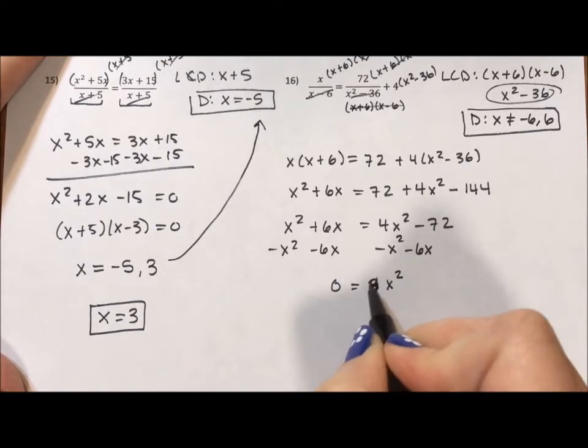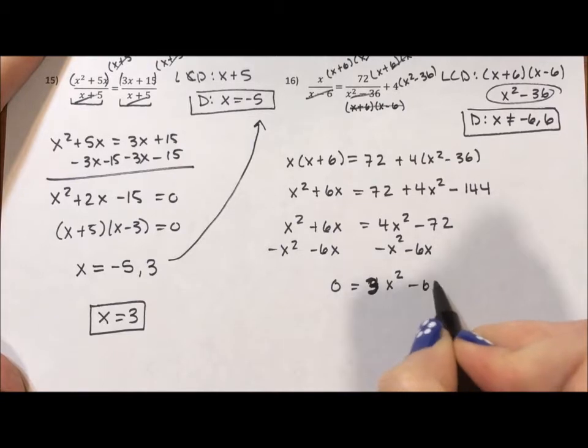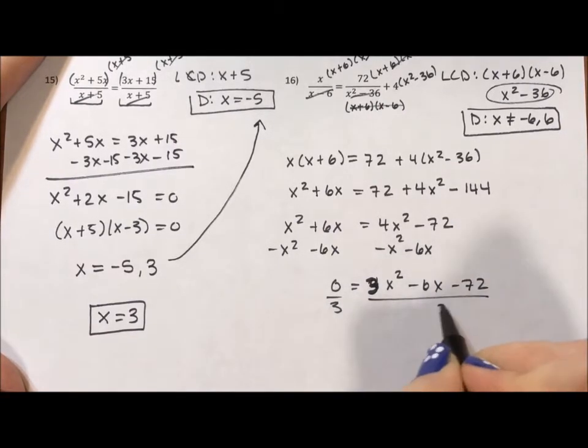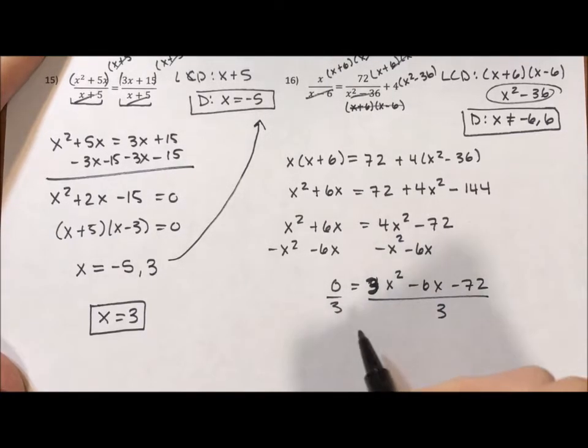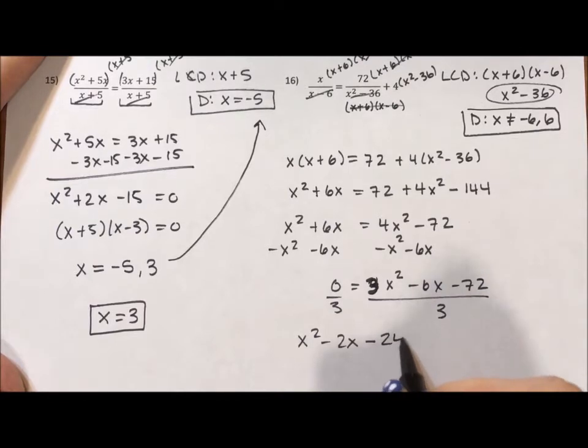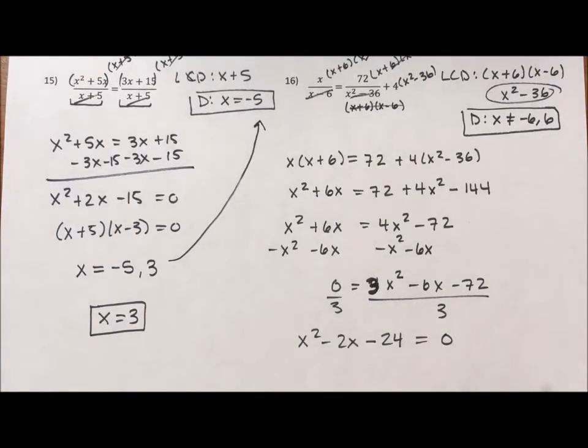Oops, that's a 3 now. 3x squared minus 6x minus 72. I'm going to divide both sides through by 3. This is another beautiful thing about an equal sign. I'm also going to flip this around so that I have x squared minus 2x minus, let's see, 3 goes into 72 twice, minus 24 equals 0. I could have left the 3 out front, don't have to.